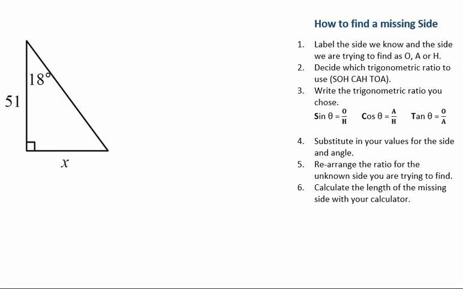Let's look at finding a missing side using trigonometry. I've got here some how-to steps for us on the right-hand side to help us with our process, and a picture of a right-angled triangle for us to find an unknown side of. We're going to find x.